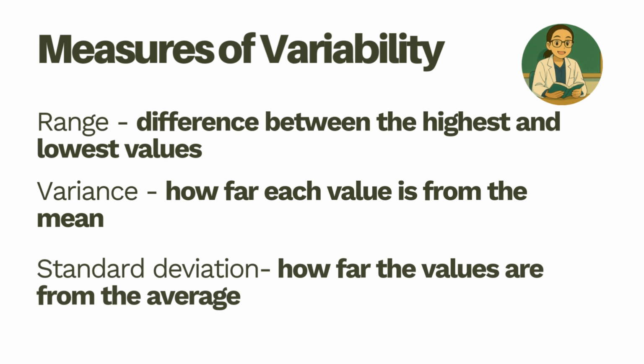Standard deviation is the most commonly used measure of variability. It tells us how far the values are from the average. When the standard deviation is small, the values are close to the mean. When it is large, the values are more spread out. Measures of variability help researchers understand whether data values are consistent or varied.